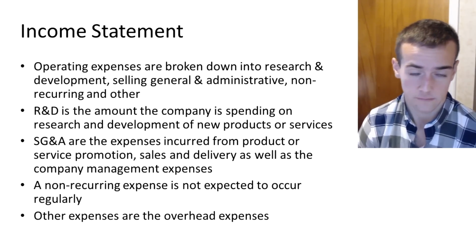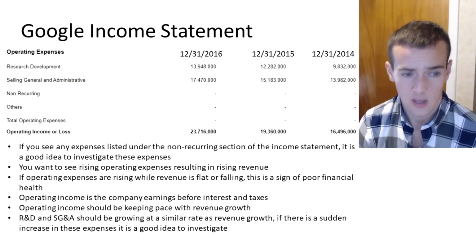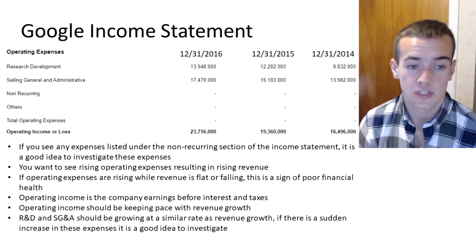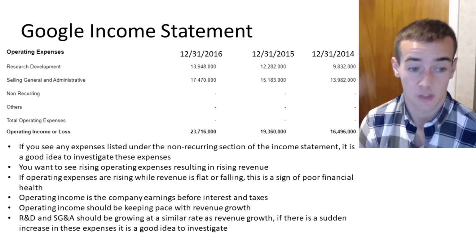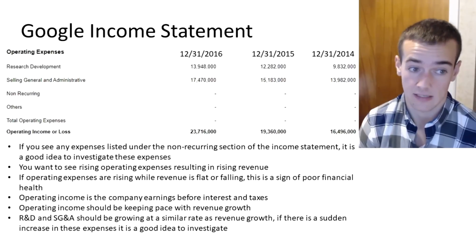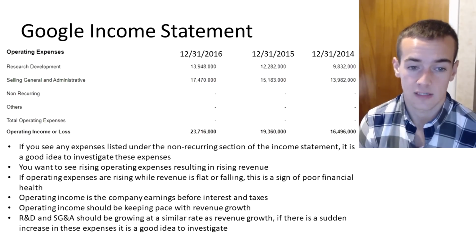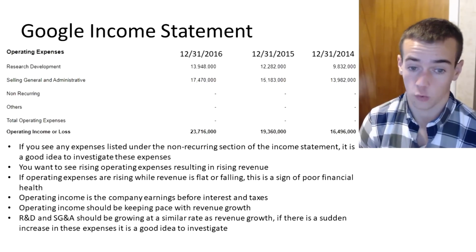Now again, like I said, you want to look at this annually as well as quarterly, but we're going to be looking at the annual numbers here. So first thing you want to look at is those non-recurring expenses. If you see any expenses listed under the non-recurring section of the income statement, it is a good idea to investigate these expenses and find out what they are. The biggest thing you want to see is rising operating expenses resulting in rising revenue. Because if operating expenses are rising while revenue is flat or falling, this is a sign of poor financial health.